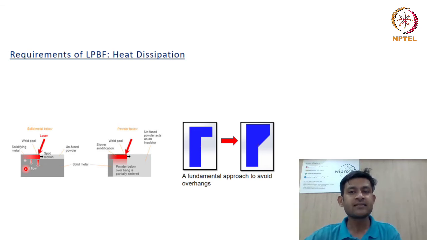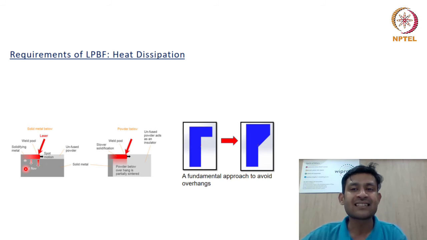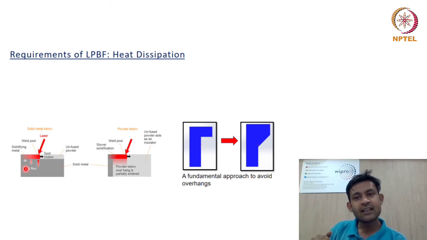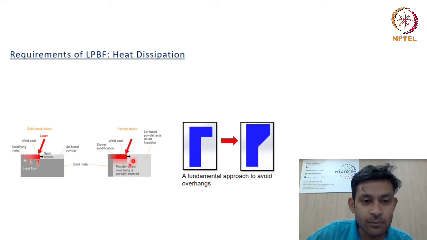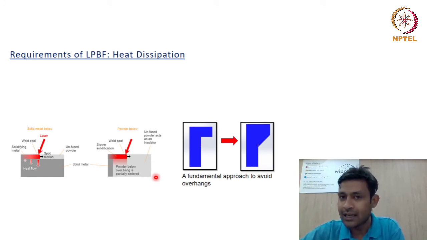But what happens when my laser is interacting with the powder over a layer of powder? What I mean is, when the melt pool is being formed, then the layer beneath is not a solid metal, instead it is powder. As you can see in this image, it will not get any medium for the heat to dissipate. Why? Because loose powder is a bad conductor of heat. You can almost say that it's insulated to heat.